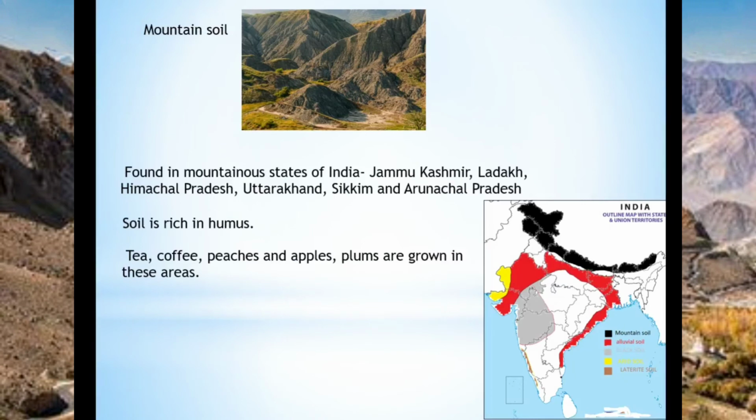Now let's proceed towards the next type of soil. As the name tells us, this kind of soil can be easily found in the mountainous region of India, that is Jammu Kashmir, Ladakh, Himachal Pradesh, Uttarakhand, Sikkim, Arunachal Pradesh. The black shaded area in the map is the area where we can find this kind of soil very easily. This soil is rich in humus, and crops like peaches, apples, plums, tea, coffee we can grow in this kind of soil very easily.